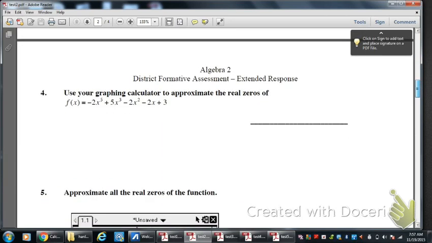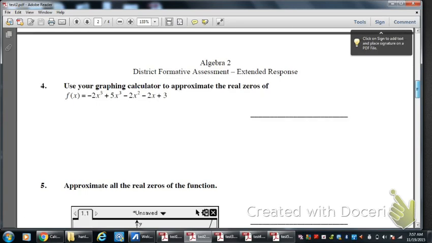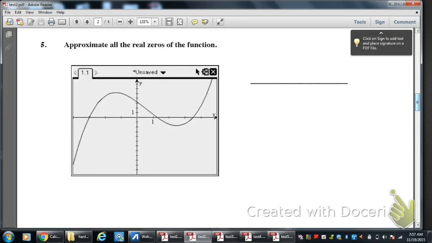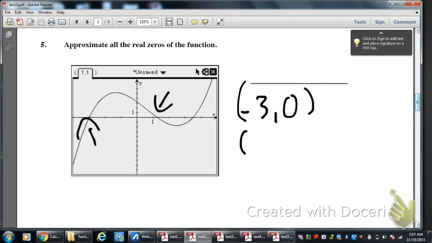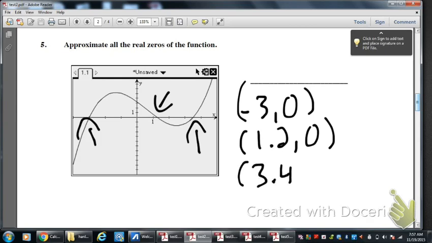So again, for 4, you want to use your calculator. Every time it crosses the x-axis is a 0. And here you can just look at the picture and do it. So here we have, this is a 0, obviously. Here's another one. I'm going to say, I don't know, 1.2 maybe. I'm approximating it, right? And right here is about 3.4. I don't know. Just approximating it. So that's it, okay?